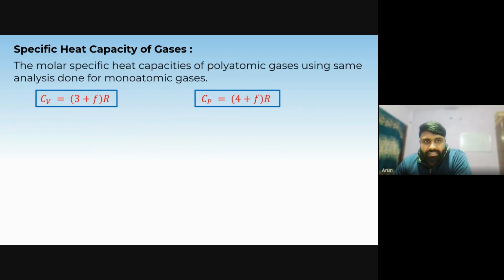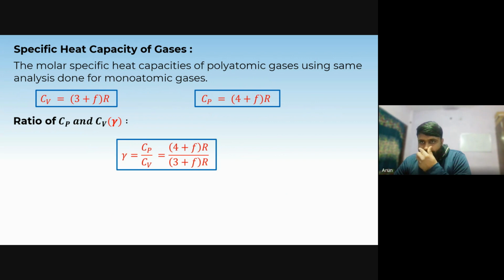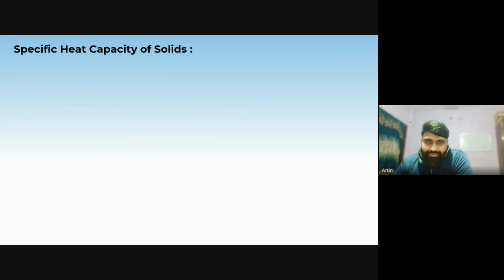Compare it with CV. So CV you will have is 3 plus F into R. CP you have is 4 plus F into R. Now, if you take the ratio, it will become 4 plus F into R divided by 3 plus F into R.